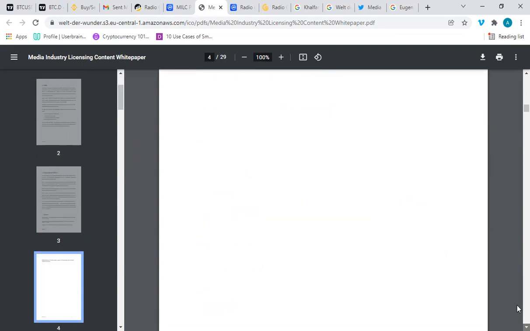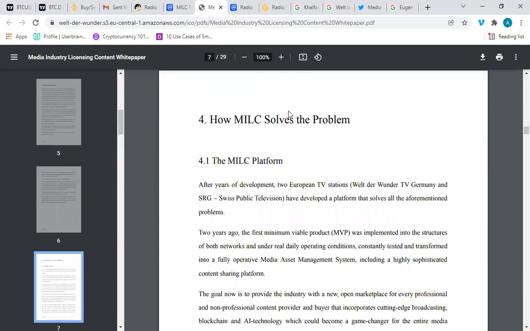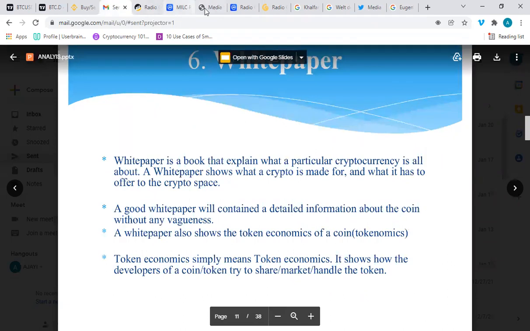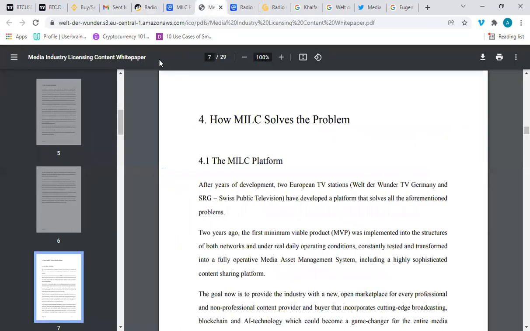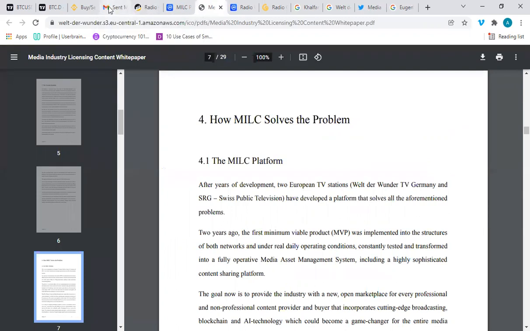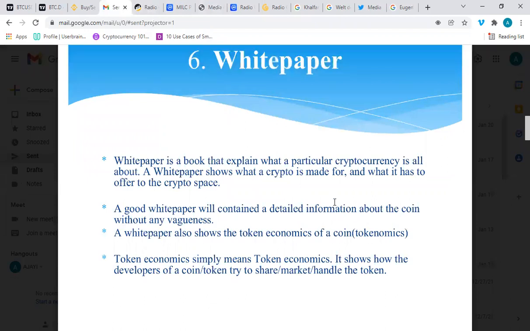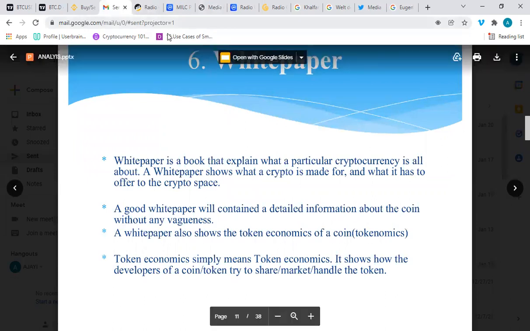You can see the current problem in the media industry and what they are trying to solve, and how they solve it. So always check what they have to offer. I think they are trying to offer a solution to the media industry, and this will be the first of its kind. Always try to check it, and I'm very sure if you read the white paper, you actually get something tangible.